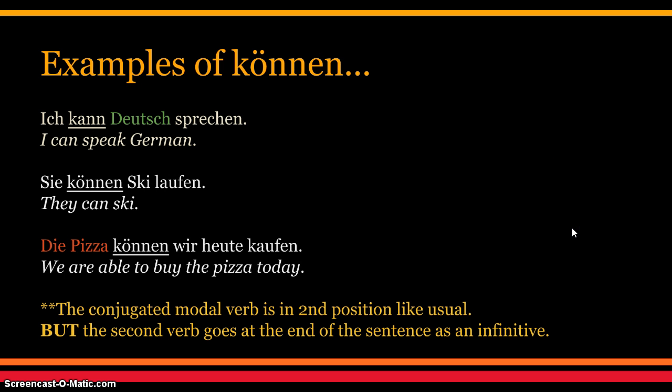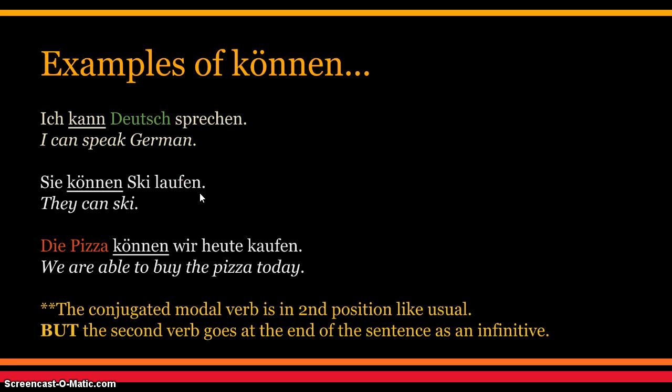Beispiele von können. Ich kann Deutsch sprechen. I can speak German. Now remember our one conjugated verb per sentence rule. Kann is the conjugated modal verb for ich, and the second verb, sprechen, is booted to the end of the sentence. Ich kann Deutsch sprechen.